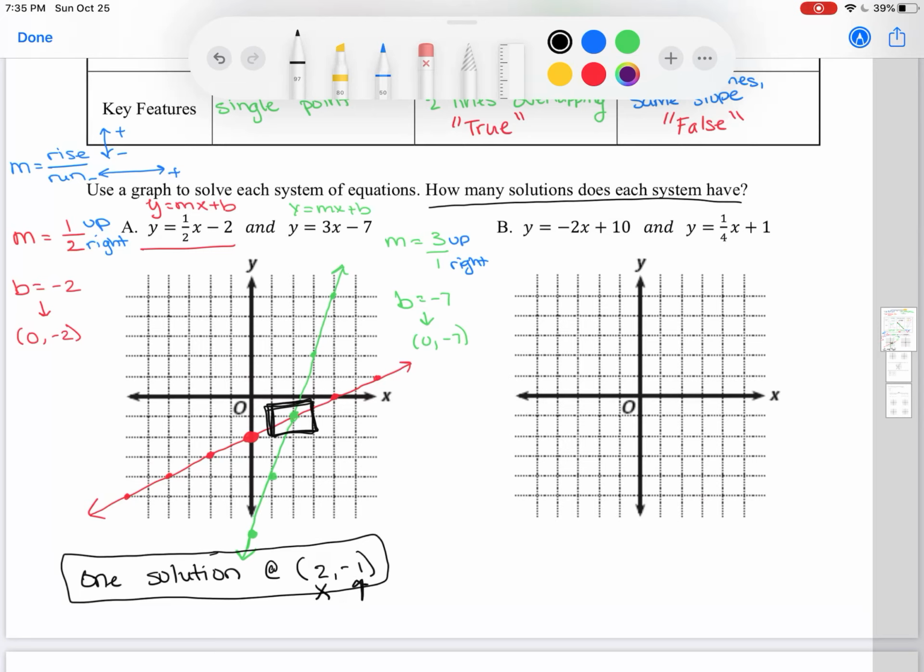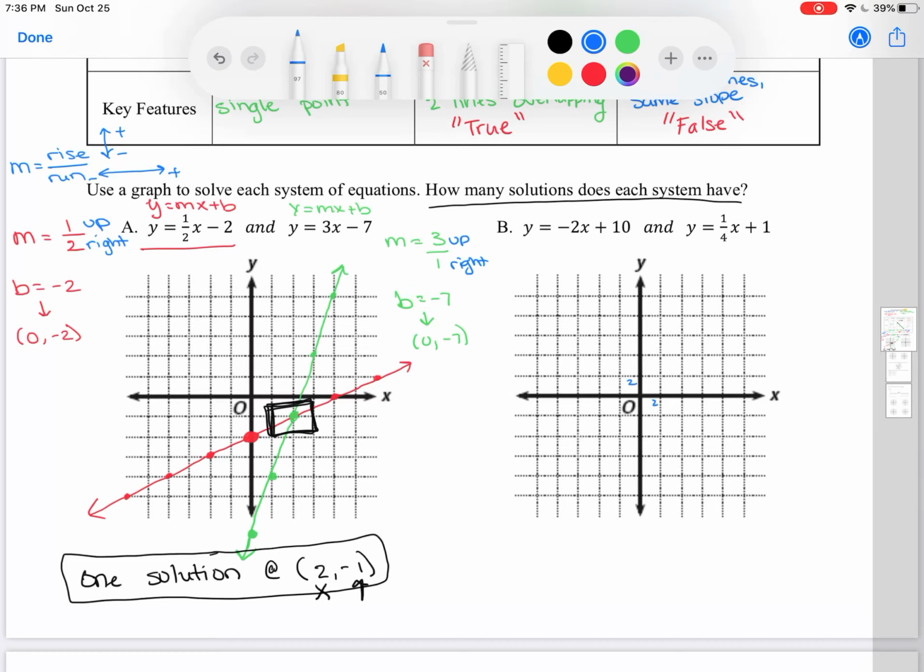And essentially what that means is that when x is 2, in either one of my functions, I guarantee if you plugged in a 2 for x in either one of those functions, you should always get a negative 1 out because they share the same coordinate when we graphed. They share the same x value at 2, which means they will share the same y value at negative 1. And that's all for question A.